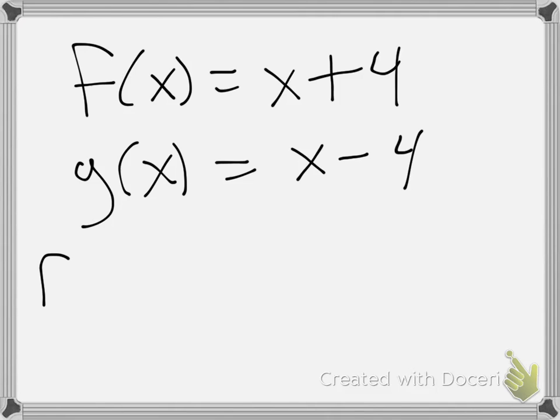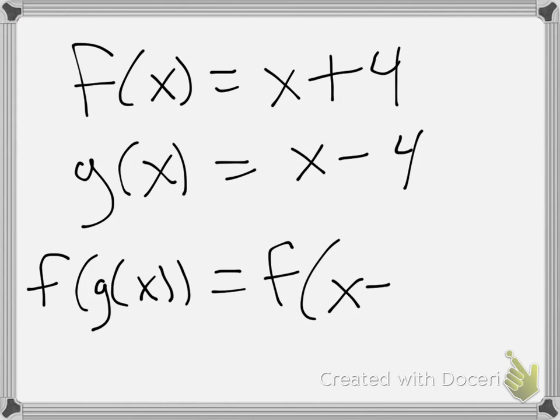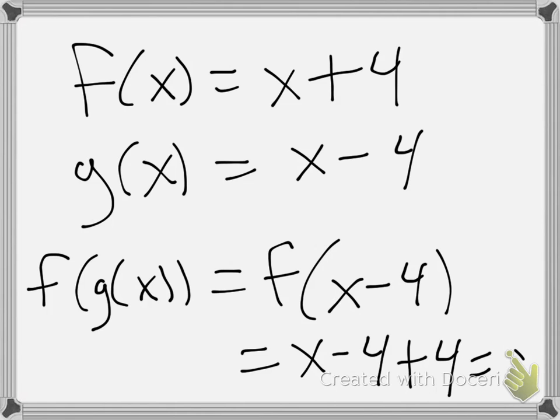So if you take f of g of x, that's f of x minus 4. F says, take that, x minus 4, and then add 4 to it. So those 4's go away and you just get x, right? So it's like nothing happened, right? I added 4, but then I subtracted 4. You can think of composition as like an assembly line. You do the first thing, which is subtract 4. Then I do the second thing, which is add 4, right?